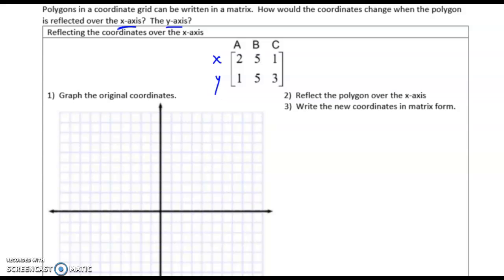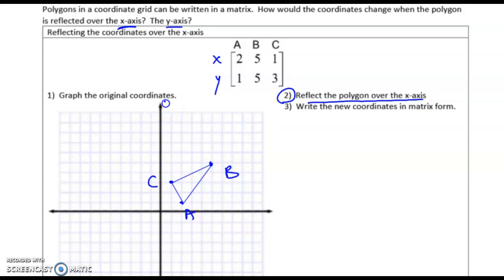Okay, so point A is the point 2, 1. Point B is the point 5, 5. And point C is the point 1, 3. So we have triangle ABC. Let's go ahead and do that number 2. Reflect the polygon over the x-axis.